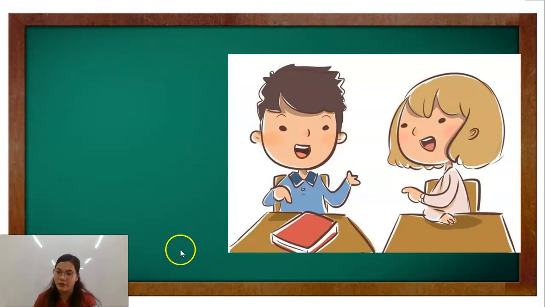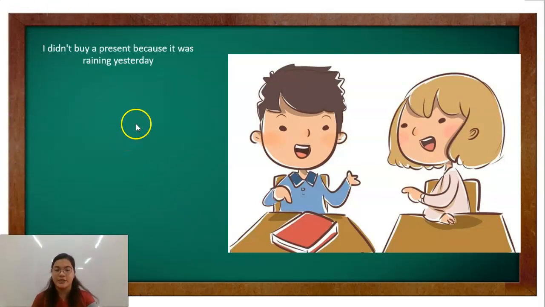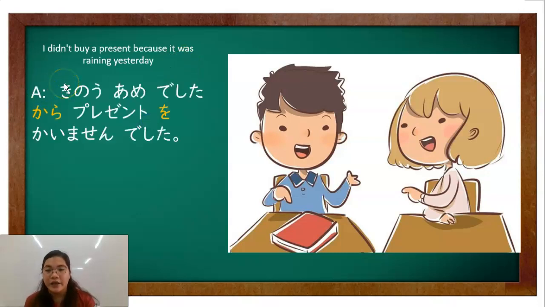A conversation between two persons. You're going to say, I didn't buy a present because it was raining yesterday. Kino ame deshita kara presento wo kaimasen deshita. Okay? Yesterday is kino. Raining is ame. Since it is yesterday, you use ame deshita. And it is a reason, because. So let's read it again. Kino ame deshita kara presento wo kaimasen deshita.